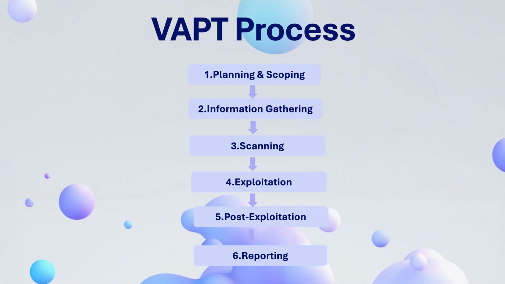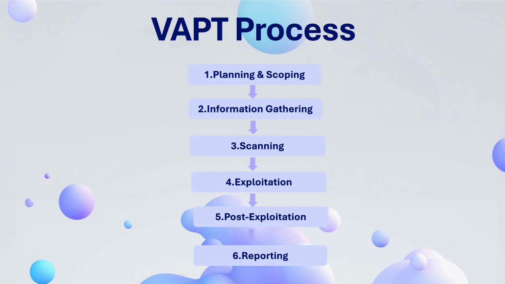Let's go through the VAPT process step by step. Number one is planning and scoping. This is where we define the goals, scope, and the rules of engagement for the testing. For example, deciding whether to test internal networks, external networks, or both.